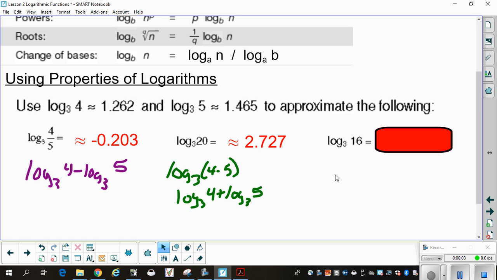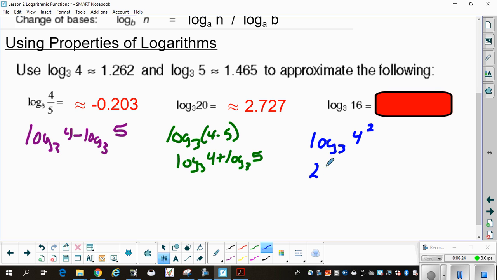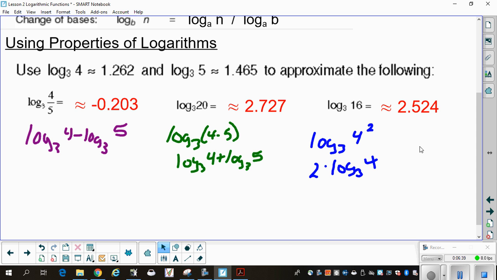How about 4 squared, right? We can do log base 3 of 4 squared. Then if I look up here, I'm going to use this powers property. This power says the p is going to come down in front, so I'm going to get 2 times log base 3 of 4. Do I know what log base 3 of 4 is? I certainly do. And I'm just going to multiply it by 2, and I'll get 2.524.